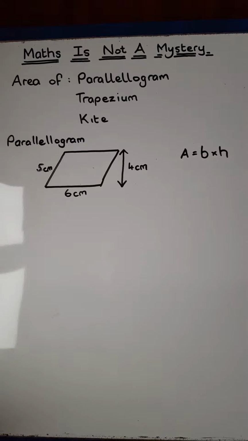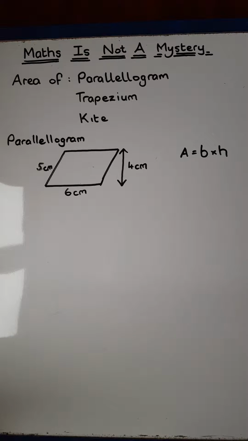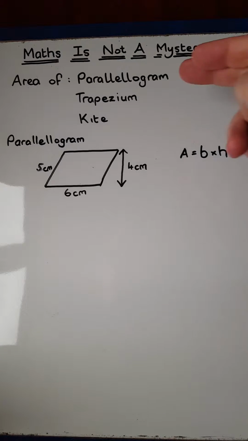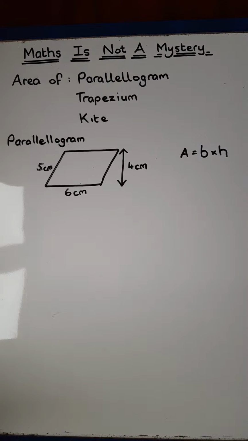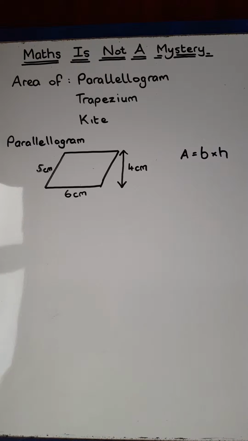Hello there. Today we're going to be looking at the area of quadrilaterals that are a little bit more complicated than rectangles and squares. We're going to be looking at parallelograms, trapeziums and kites. It's kind of a mid-range topic in area. It's not as difficult as things like circles and various other curved sided shapes, but it's obviously more difficult than simple squares and rectangles. So let's start with the parallelogram.